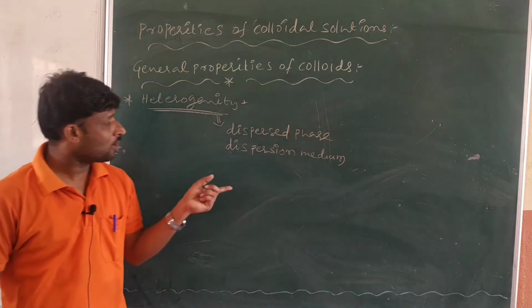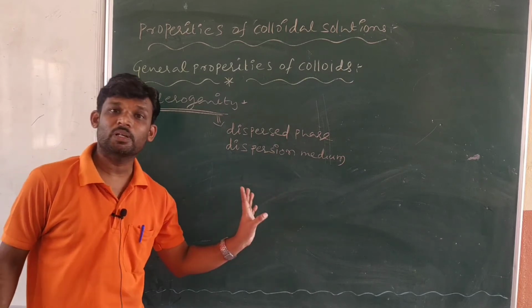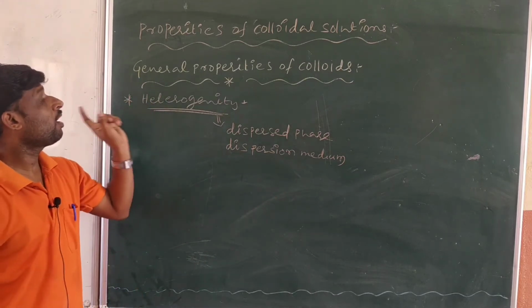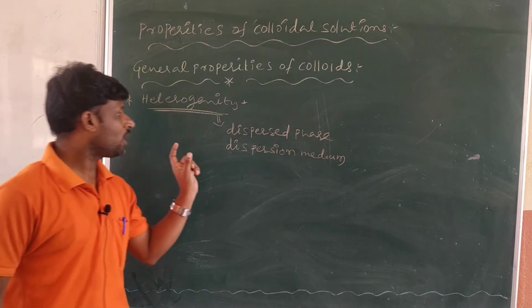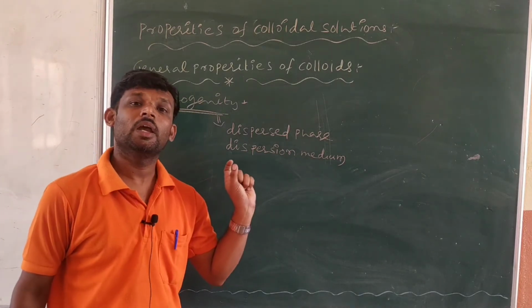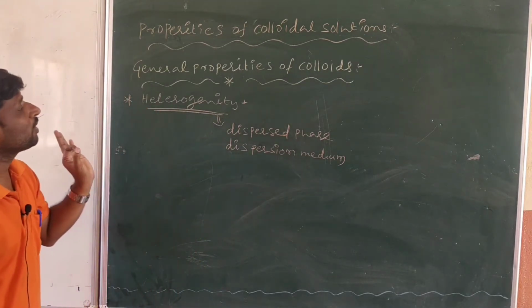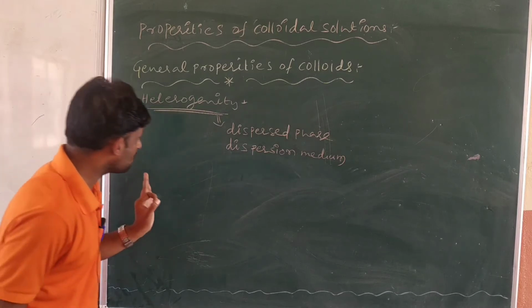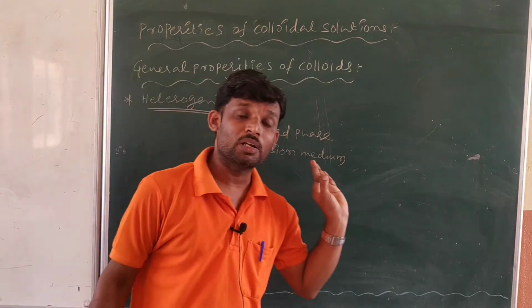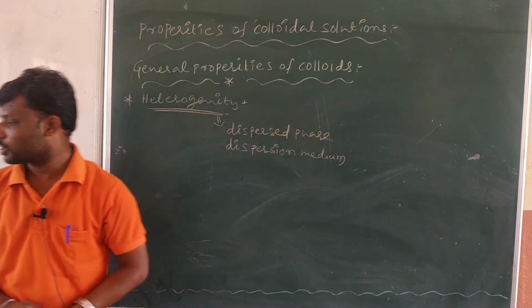Due to these two components, the dispersed phase particle size is more than the dispersion medium particles. So that's why all colloidal solutions are heterogeneous in nature. So that's why heterogeneity is a general property. When I talk about the general properties, first is heterogeneity. So all colloidal solutions are heterogeneous. Now we'll go to the next point.